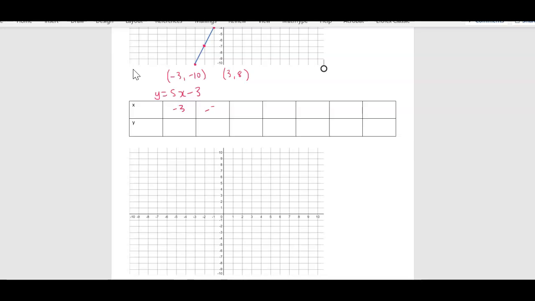All right, so we're going -3, -2, -1, 0, 1, 2, 3. Now my y-intercept is -3, so I'm going to put that in where x is equal to 0. And my gradient is 5, so I'm going to go up by 5 each time. And then down by 5.